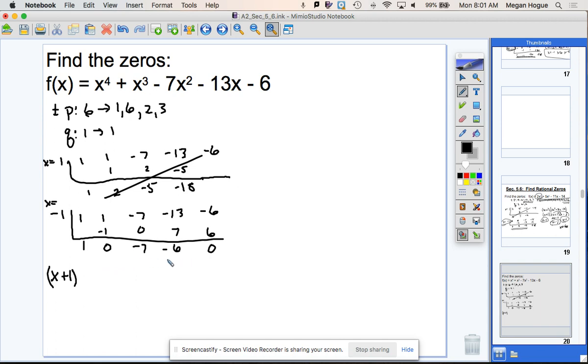Now, what do you think this is going to start with? X to the... Good job. So x to the third. I'm going to put 0x squared minus 7x minus 6.